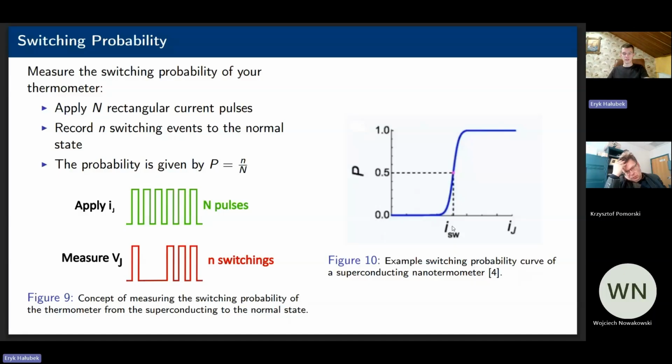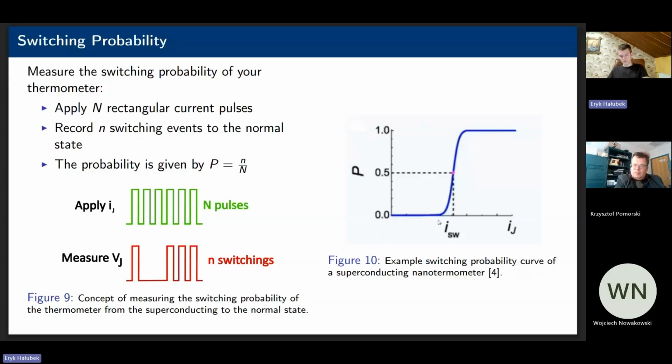So in case where we increase the amplitude of the current pulses that are applied, the probability of switching also increases at a certain temperature. But when we lower the amplitude of the current pulses, the probability of switching the thermometer also decreases at a certain constant temperature. So that's how we calibrate our thermometer.